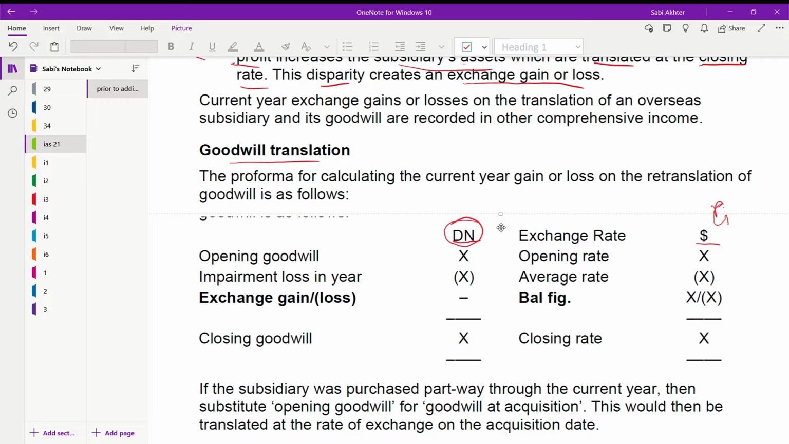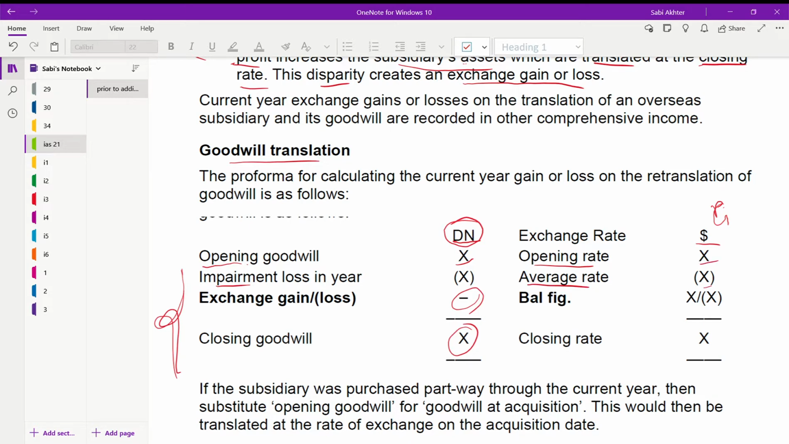After that, there could be an impairment, and usually they give one, because opening goodwill is at the opening rate and impairment is at the average rate. That's why they will give you an impairment. You deduct that impairment, nothing goes in the rate column, and then you get the closing goodwill. Now in dollars, you convert opening goodwill at the opening rate. Closing goodwill at the closing rate. Impairment you translate at the average rate, and you write this in dollars.